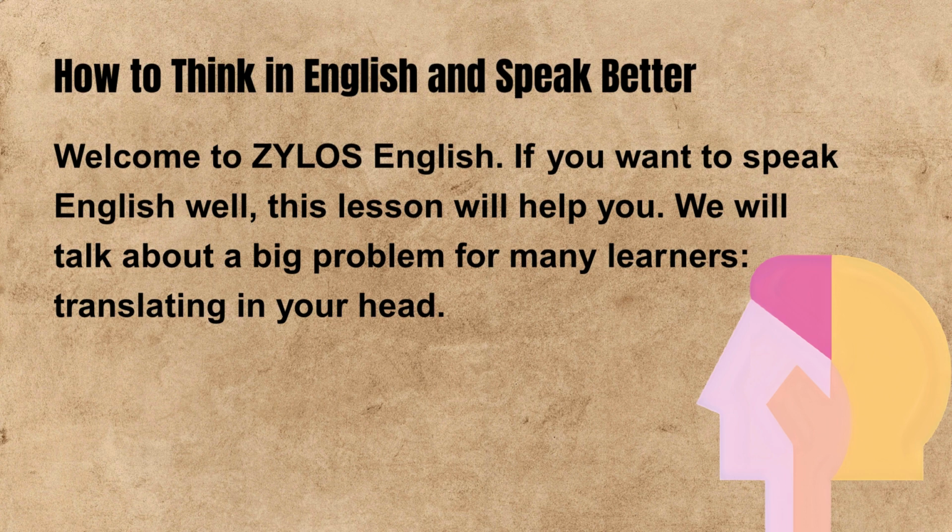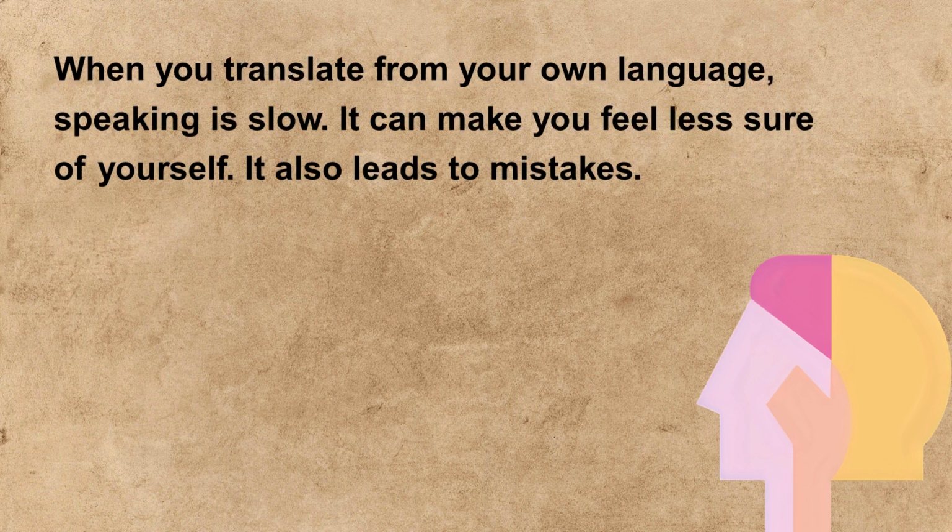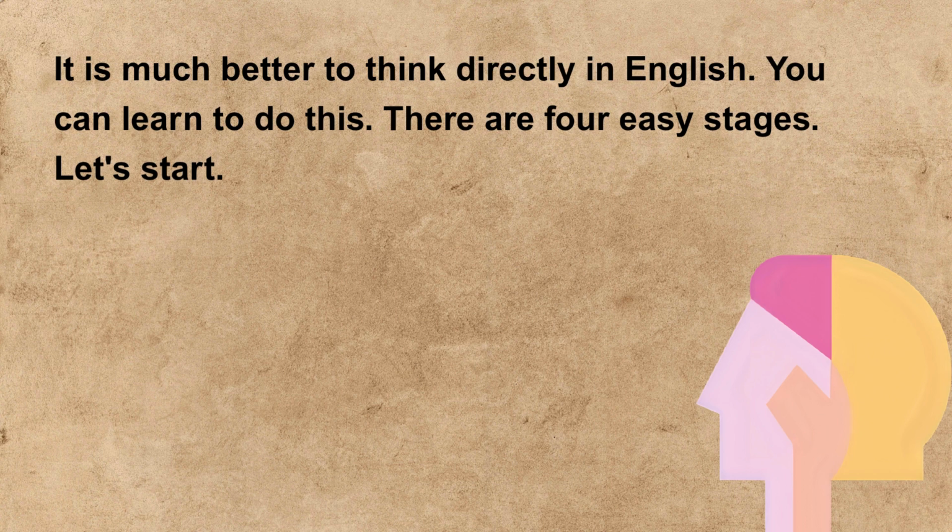We will talk about a big problem for many learners: translating in your head. When you translate from your own language, speaking is slow. It can make you feel less sure of yourself. It also leads to mistakes. It is much better to think directly in English. You can learn to do this. There are 4 easy stages.